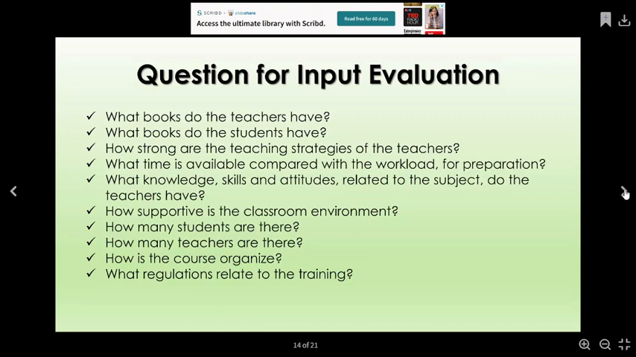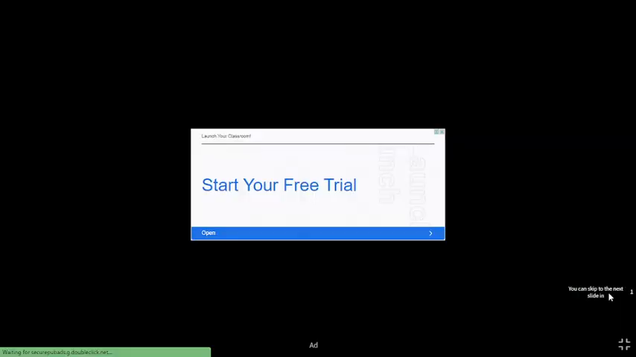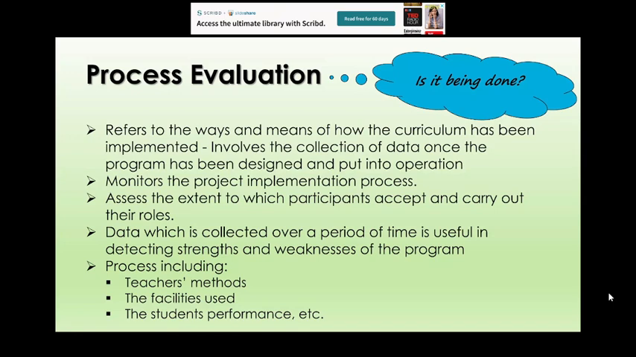What books do the teachers have, what type of teachers are there, and how strong are the teaching strategies? What is the time available compared to the workload for preparation, for both teachers and students? What skills and attitudes related to the subject do the teachers have? What about the supportive environment in the classroom, the number of students and teachers, the organization of the course, and the regulations of the course? These deal with the input evaluation.